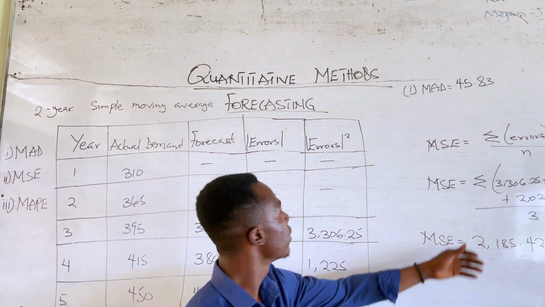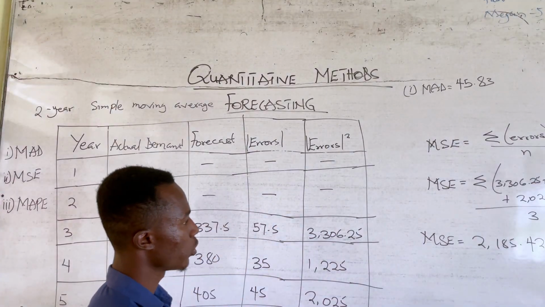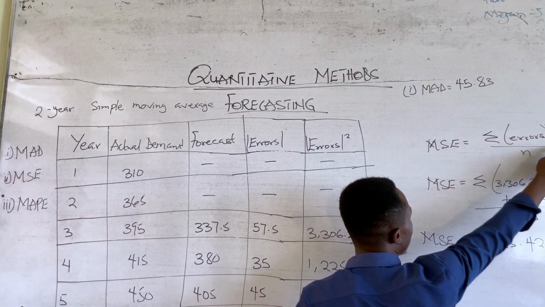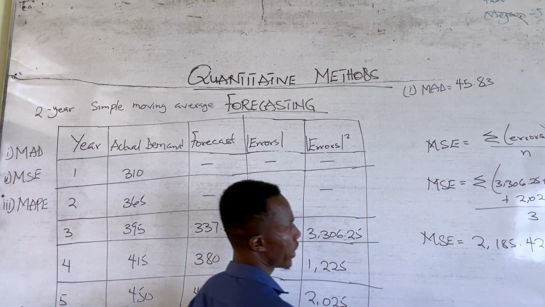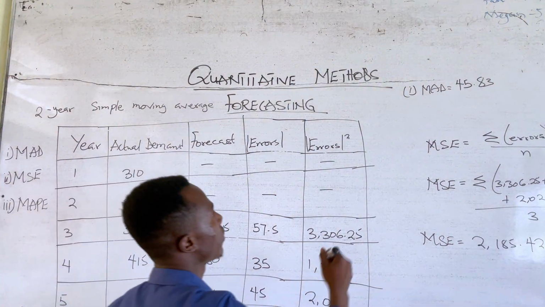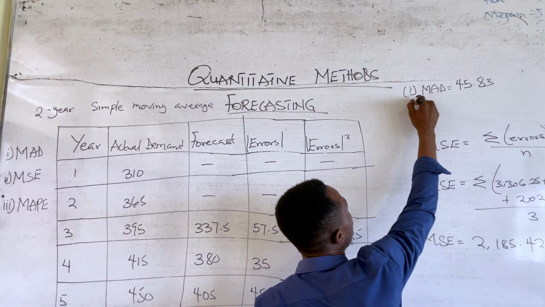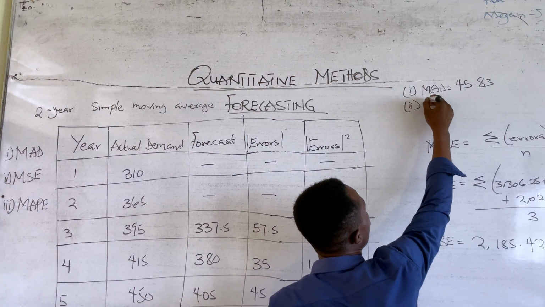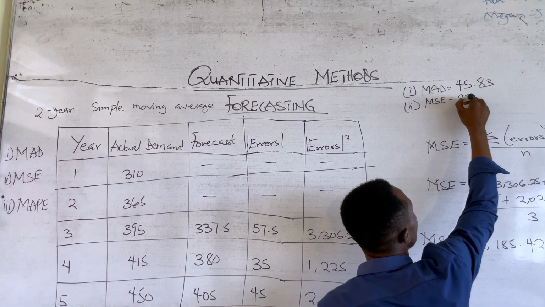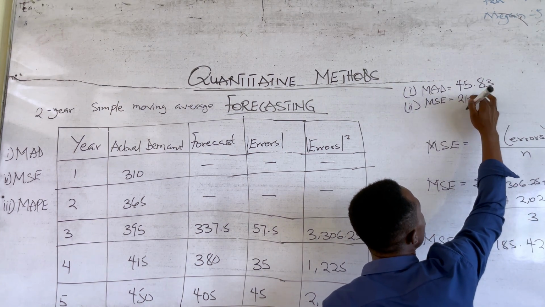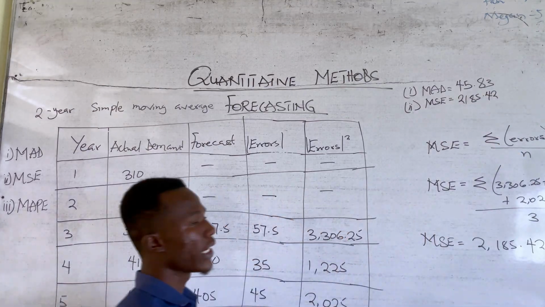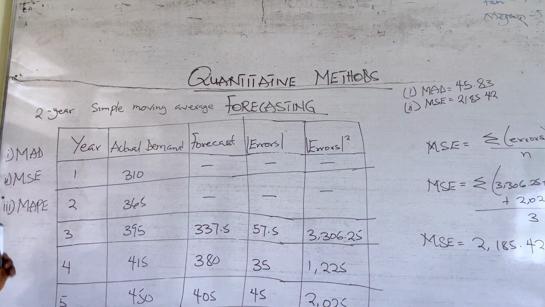So just know the formula. If you know the formula, you know what to do. Okay. So we have the error squared, and after the error squared, you sum everything, then you divide it by the number of error squared values, and you get your mean squared error. Okay. So now we are done with the second question. We are left with the last question. The mean squared error here is equal to 2,185.42. Okay, then let's move on to the last one, which is the MAPE.